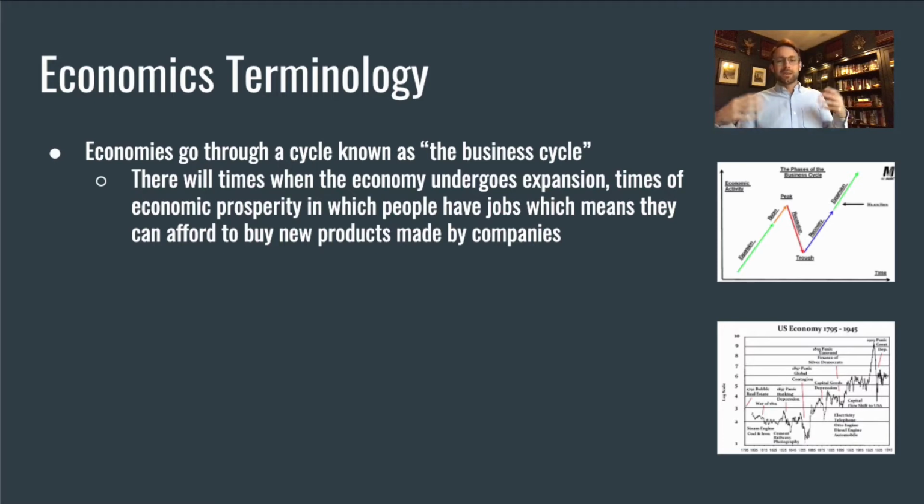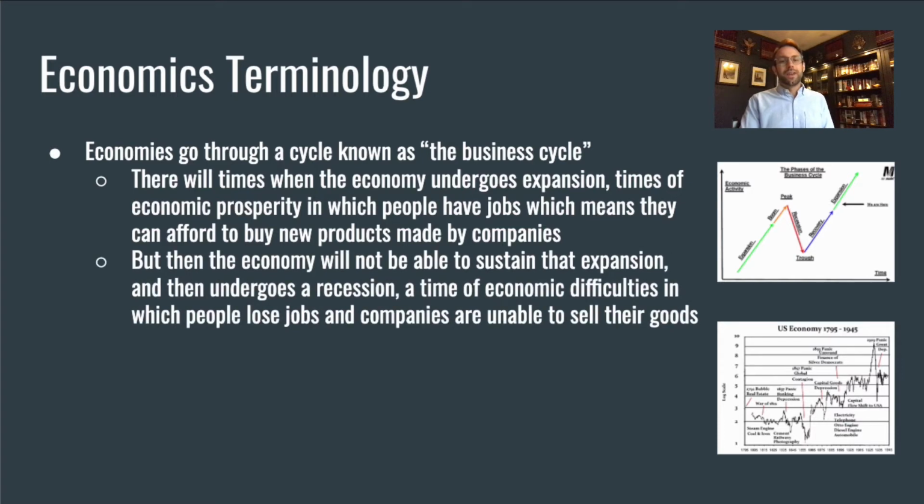The companies then make more money so they can hire more people who have more jobs, who can then go buy more things. Notice, it's kind of like this vicious circle that when the economy is going well, it does extremely well. But the reverse is also true, which is that the economy cannot sustain that expansion forever. So it cannot just continually increase on and on and on forever.